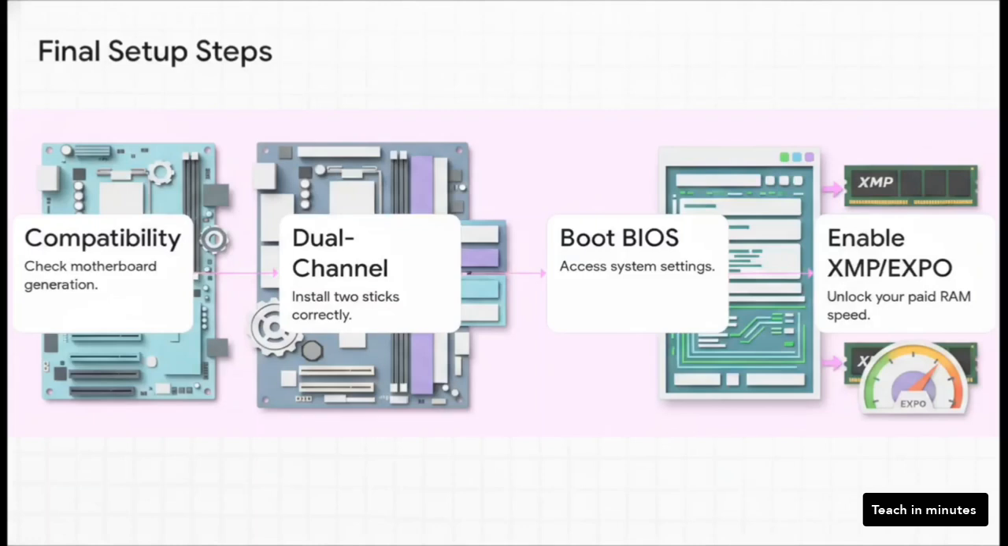Now, this is a critical procedure that gets overlooked way too often. Right out of the box, high-speed RAM defaults to a minimum safe speed, usually around 2133 MHz. If you skip this one toggle in the BIOS, your premium, expensive memory is just sitting there idling, completely failing to deliver the performance you actually paid for.